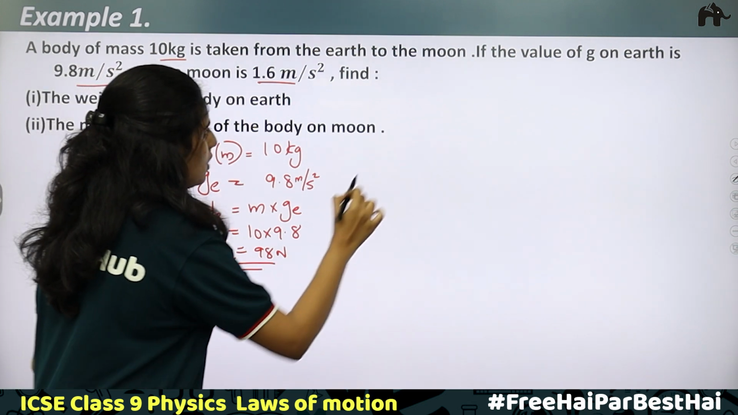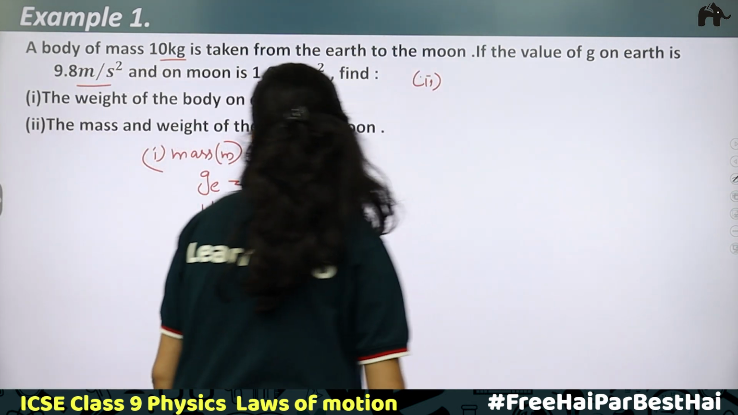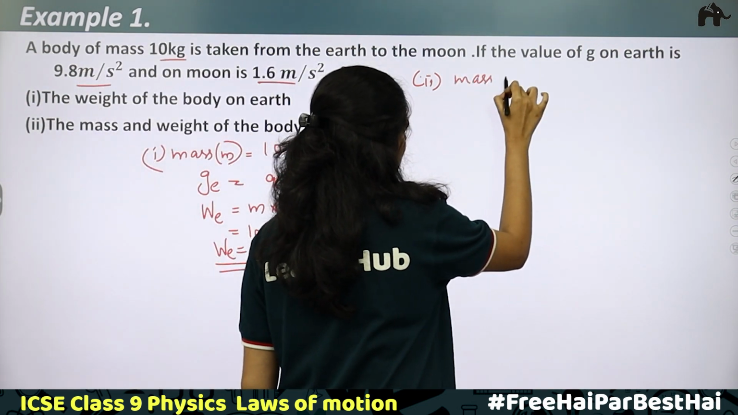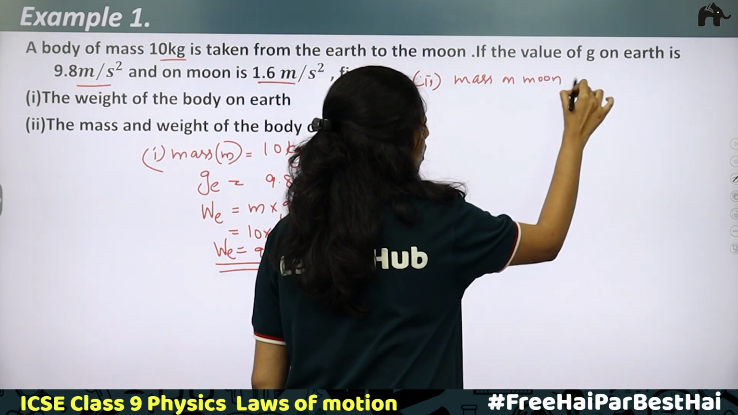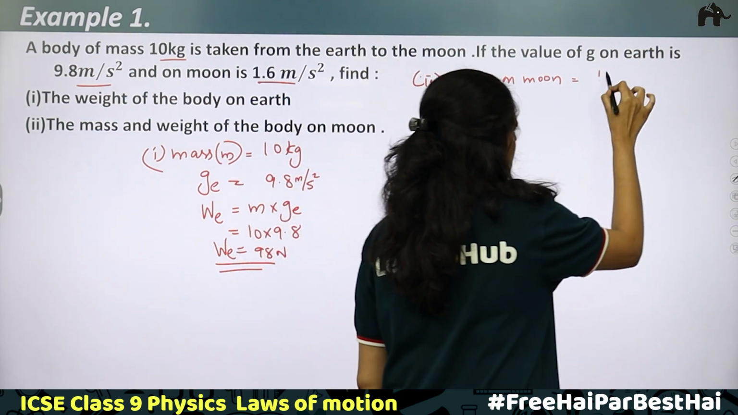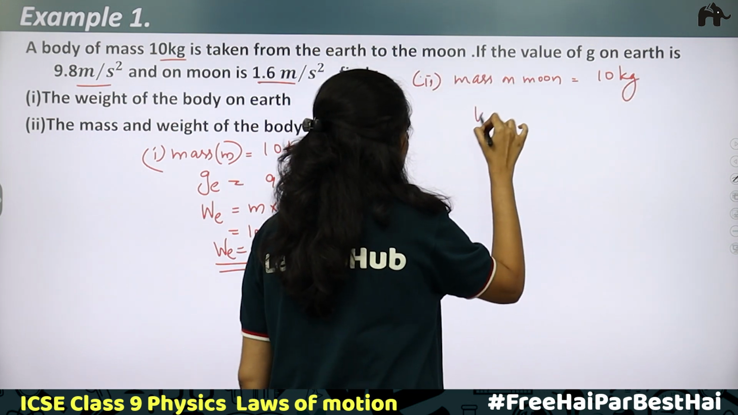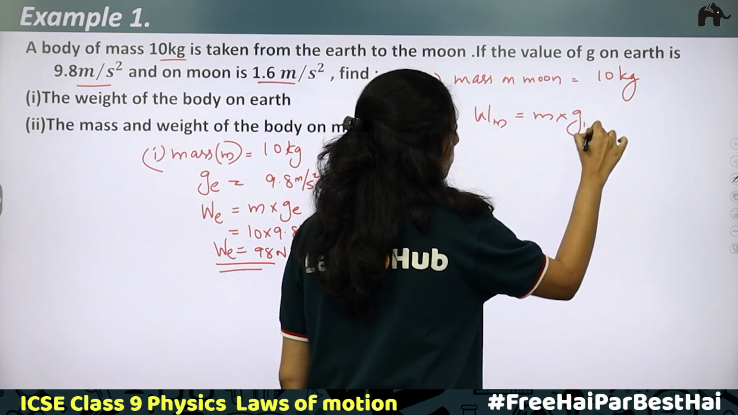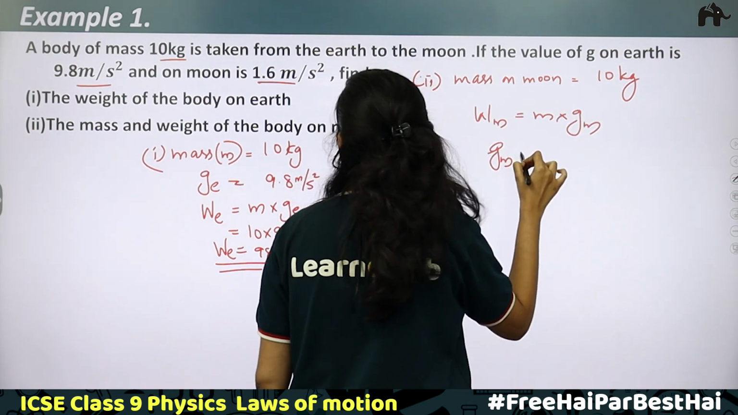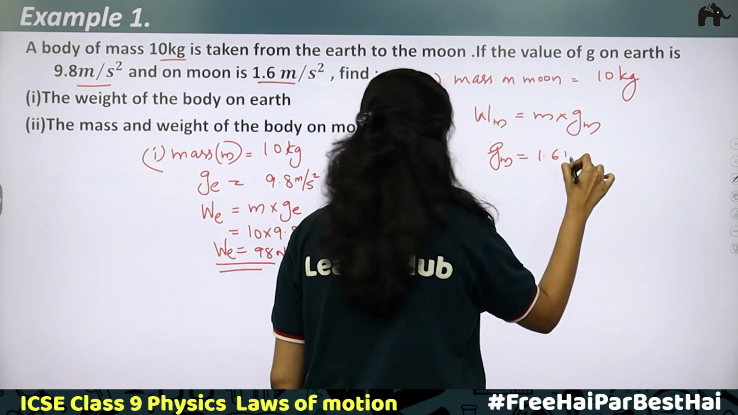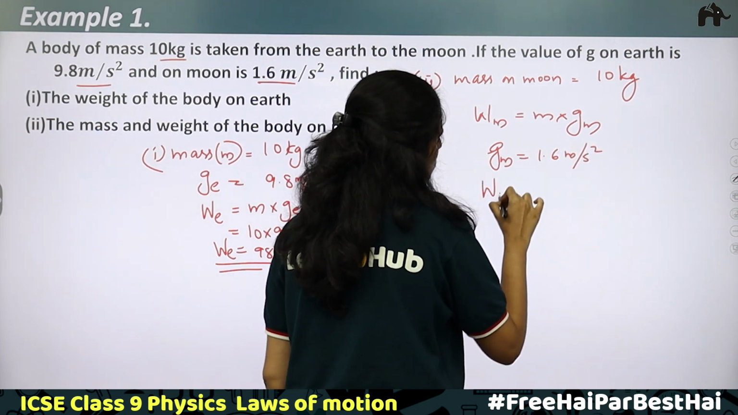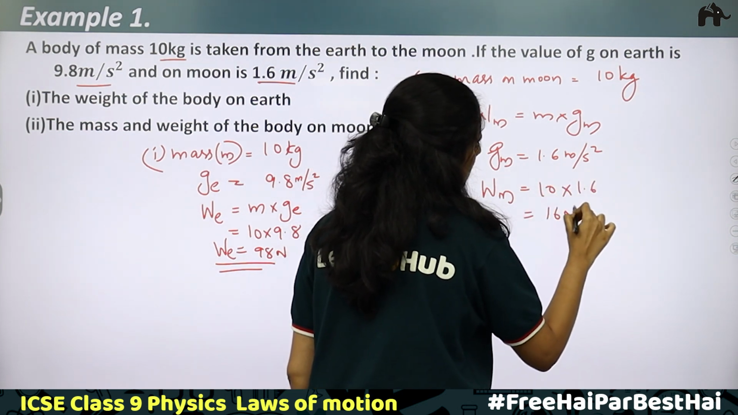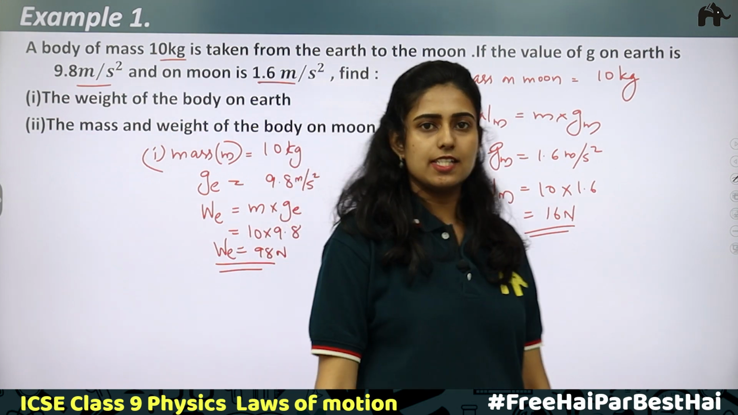Okay. Now the second part of the question, we have to find the mass and weight of the body on moon. Mass on moon will be same as the object's mass on earth, that is 10 kilogram. Now the weight on moon will be equal to mass into acceleration due to gravity on moon, which is given as 1.6 meter per second square. So weight on moon will be equal to 10 into 1.6, that is 16 Newton. Weight on moon is 16 Newton.